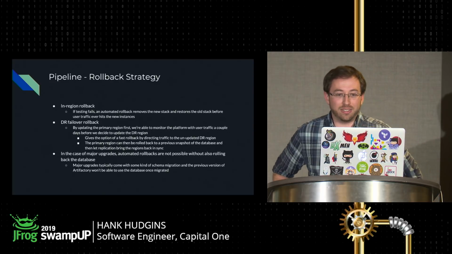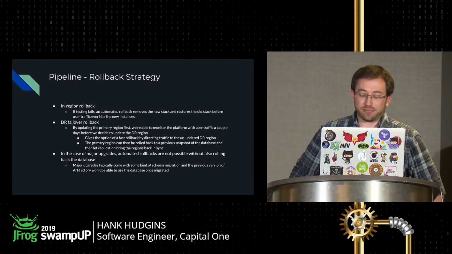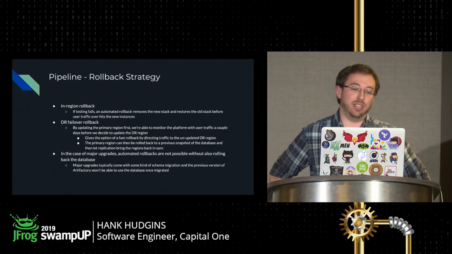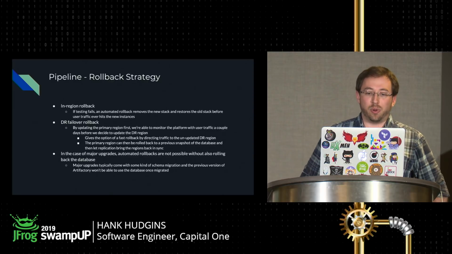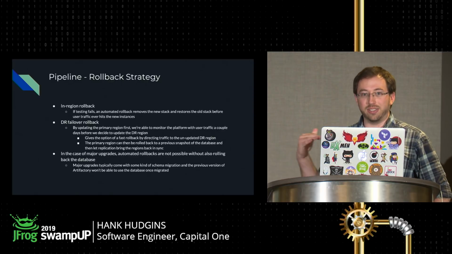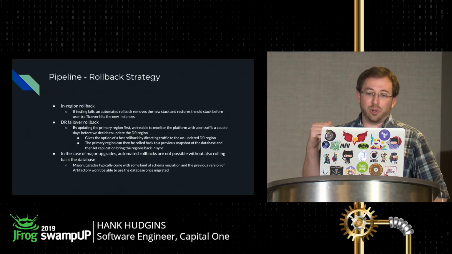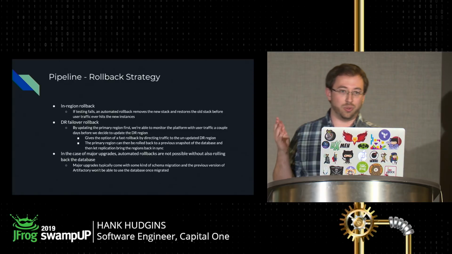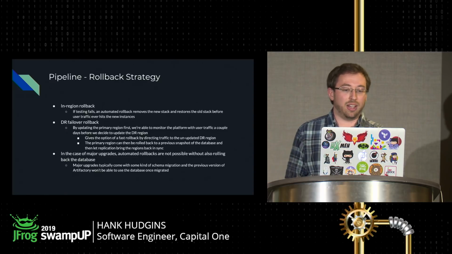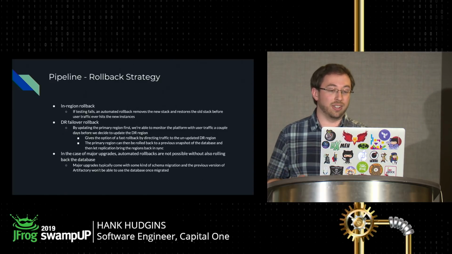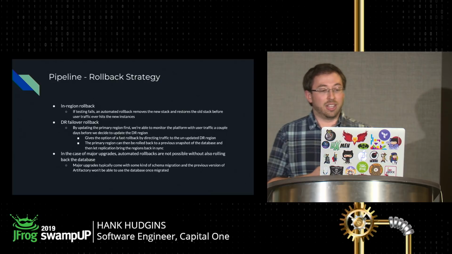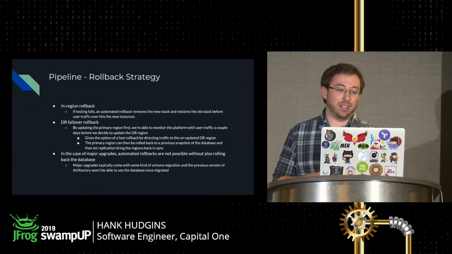And then our rollback strategy. We have two levels of rollback, actually. We have an in-region rollback. If these automated tests fail, we will remove the new stack and restore the old stack to its previous state before user traffic ever hits any new instances. And so that's our automated rollback.